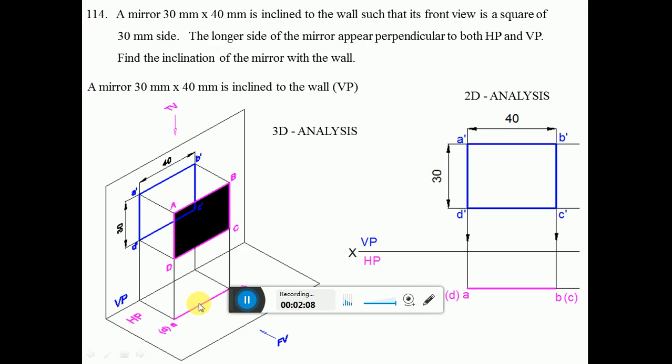So in HP you are getting a line. In the 2D analysis, if you look from the front view, you get a rectangle of 30 mm by 40 mm, and since it is perpendicular to HP, you get a line in the top view. When you look from the top view, A and B are near to the observer, so AB is visible, and C and D are away from the observer, so they become invisible.